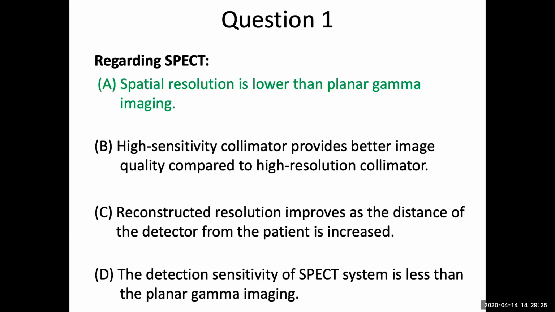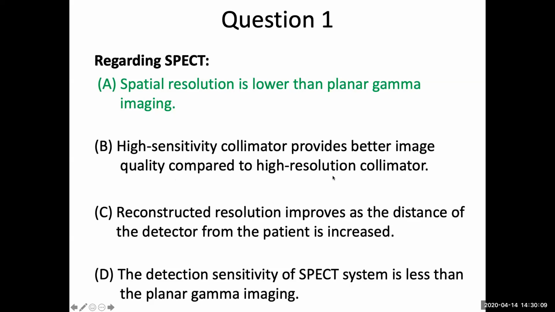It's true because the distance between the camera and the patient is farther in SPECT, while the camera head is closer to the patient in planar gamma. So in planar gamma imaging, the camera is very close to the patient, so we get better resolution. In SPECT, the camera is rotating around the patient and the distance is varied. So the resolution in SPECT is poorer than in the planar image. That's why I'm saying that SPECT has different distances from the patient, so we get worse resolution.